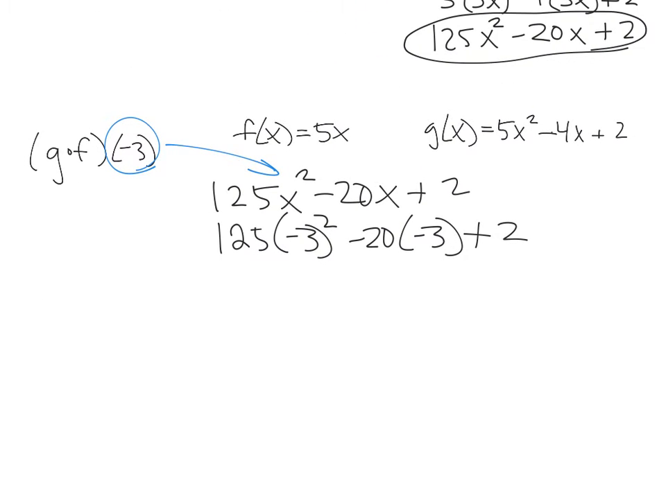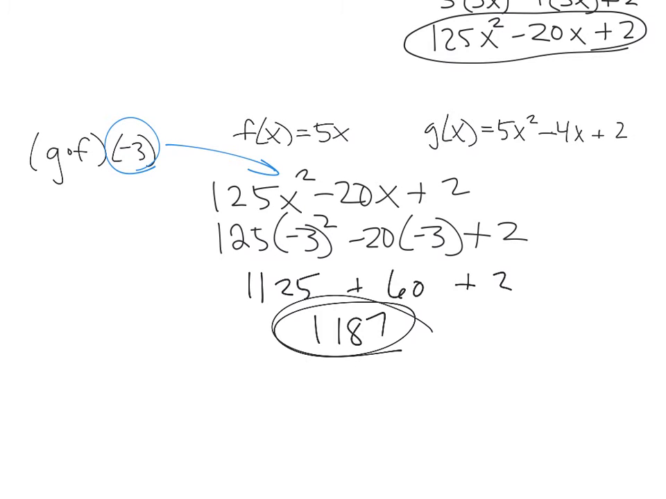And then that gives us 9, so that's going to be 9 times 125. I have no idea what 9 times 125 is, so I'm just going to grab a calculator and do 125 times 9. Whoa, that gives me 1,125. And then this becomes plus 60 plus 2. So when I add plus 60 plus 2, that gives me 1,187. And now I'm done.